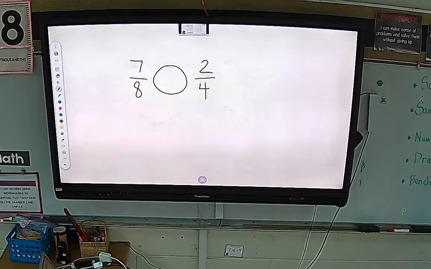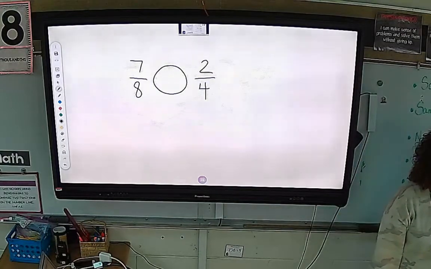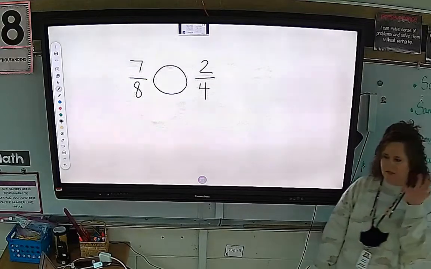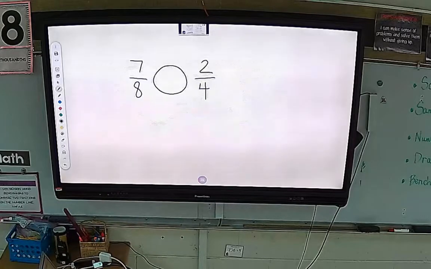Let's say I have these two fractions. What do I know about 7/8? Let's use our thinking skills here. Picture it on the number line. What do I know about 7/8? That's bigger than 1/2. How much is 1/2 when I have eighths? 4 of them. 4/8 is half.